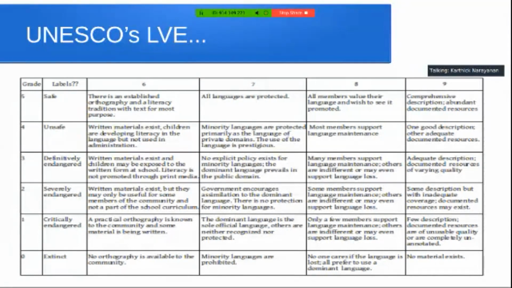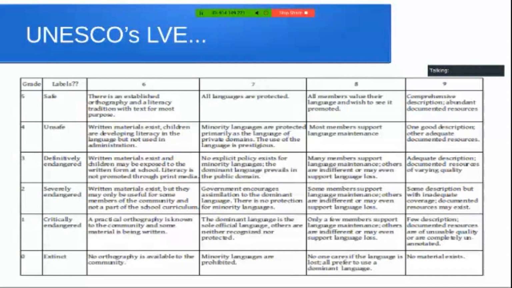Public domains are governmental services. Like if you can speak, let us say, Gurung, there's a language called Gurung in Sikkim and Darjeeling, and if an MP can speak this language in the parliament, then that's the language being used in a public domain.